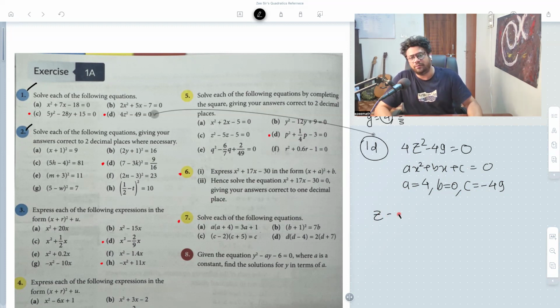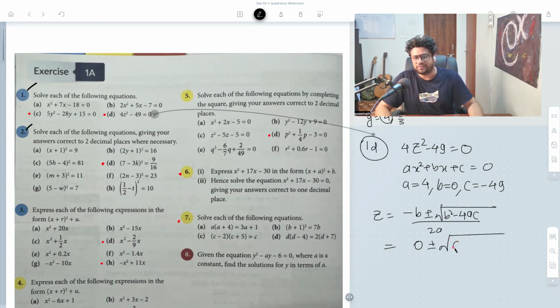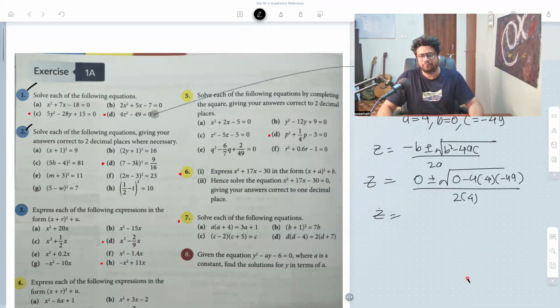Z is going to be equal to minus b plus minus square root of b square minus 4ac divided by 2a. That will be 0 plus minus square root of b square, which is again 0, minus 4 into a into c, that's negative 49, divided by 2 times a, which is 4. So z in this case comes out to be plus minus square root of 16 into 49, divided by 2 into 4.